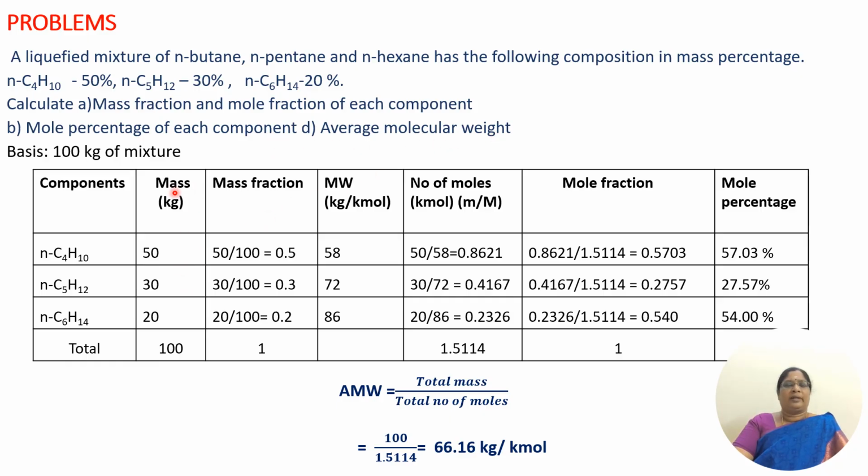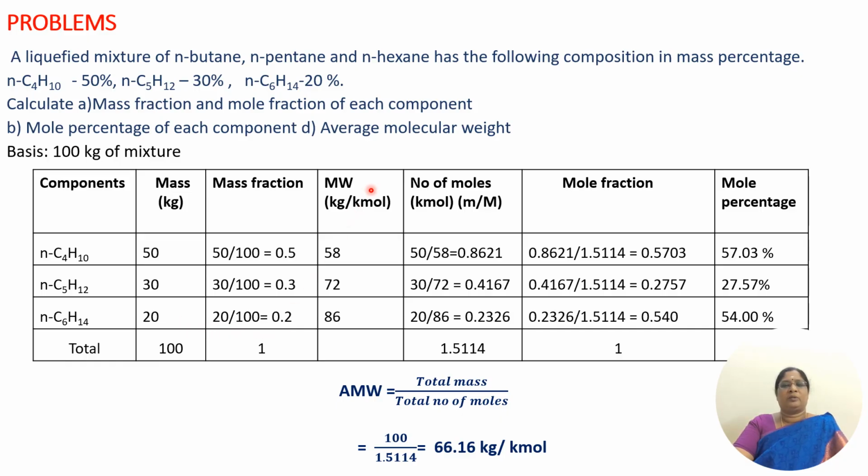So let us list down the components present in the problem: butane, pentane, and hexane. The percentages can be directly written as masses 50, 30, and 20, and the total is equal to 100. The mass fraction can be calculated as individual mass by total mass. Individual mass is 50 and total mass is 100, so 50 by 100 is 0.5. For pentane, 30 divided by total mass 100 is 0.3. And similarly for hexane, 20 by 100 is 0.2.